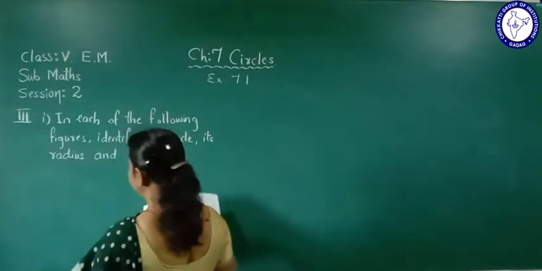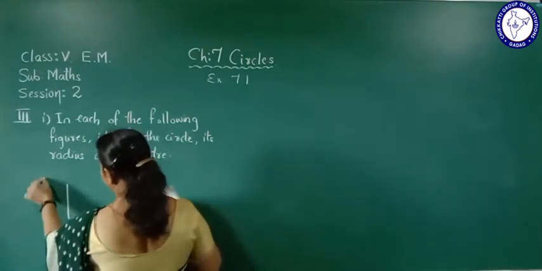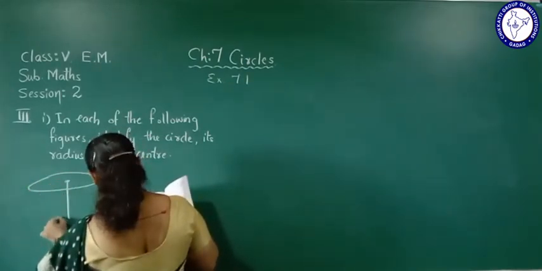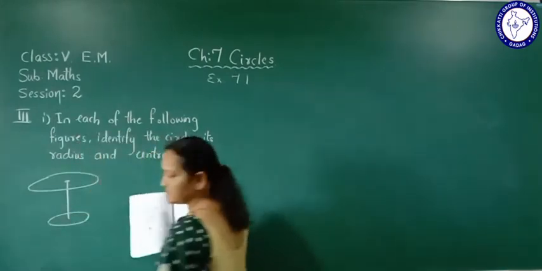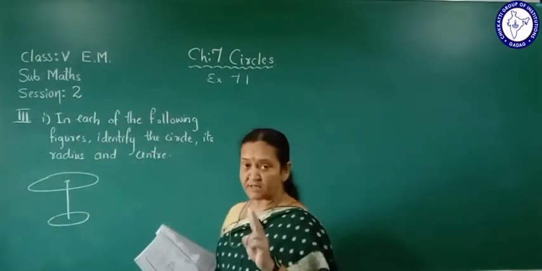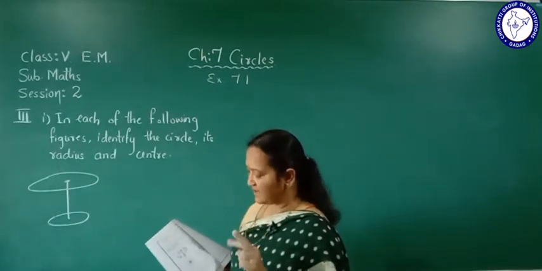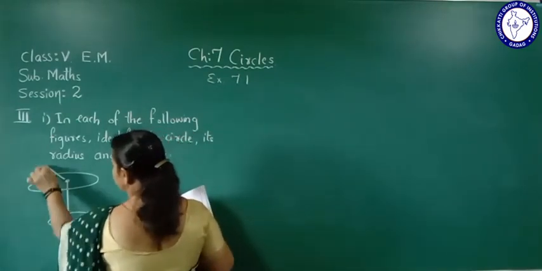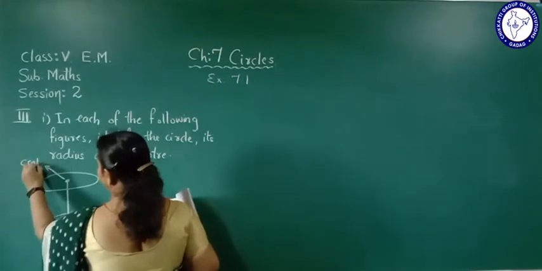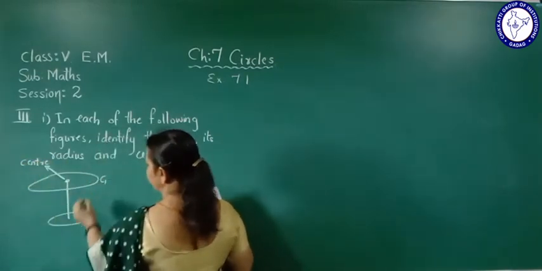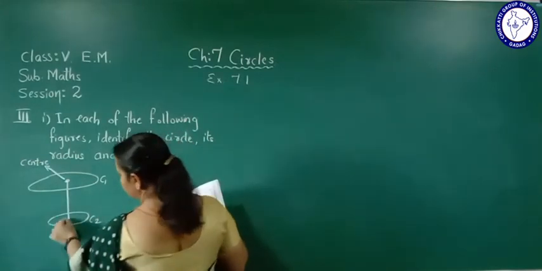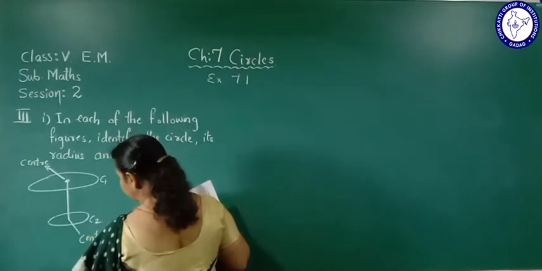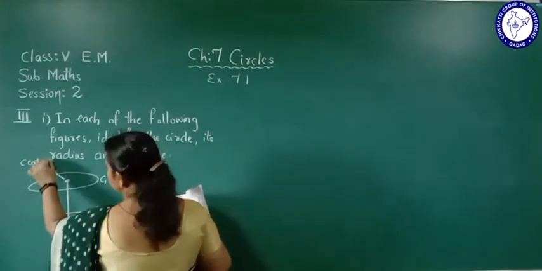So here in the first figure, you can see a giant whale is given where we find a circle. This is one circle and another circle here you will find. So in the giant whale we can find two circles. Here we have to find the circle, its radius and center. So this is the center. Here the arrow marks the center. And this is circle C1, circle C2. This is the center of circle 2. This is the center of 1.